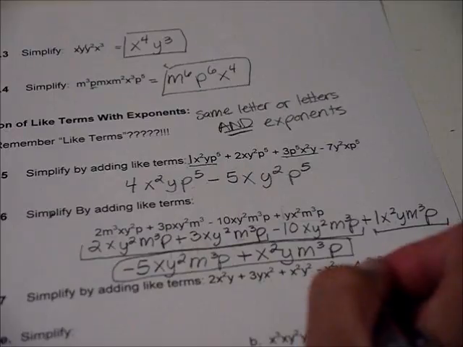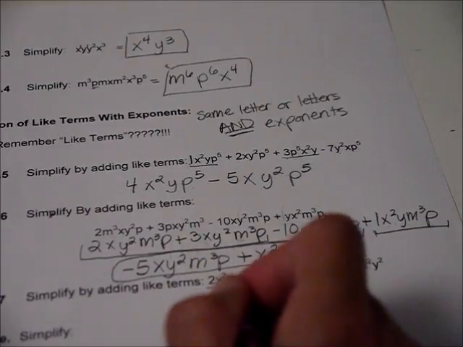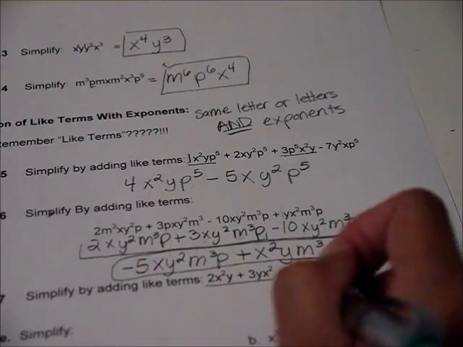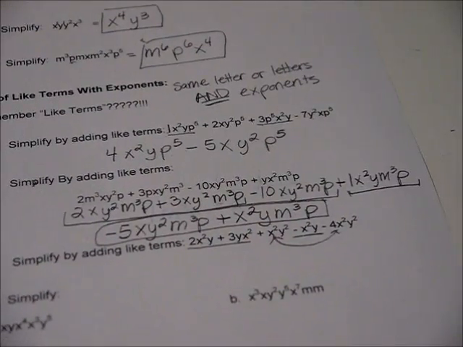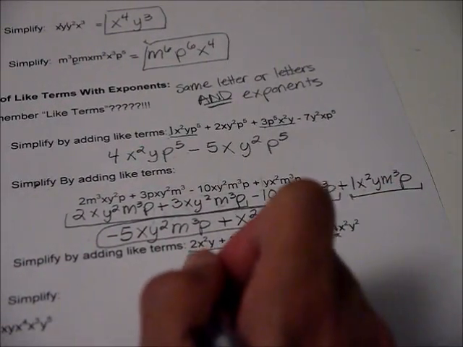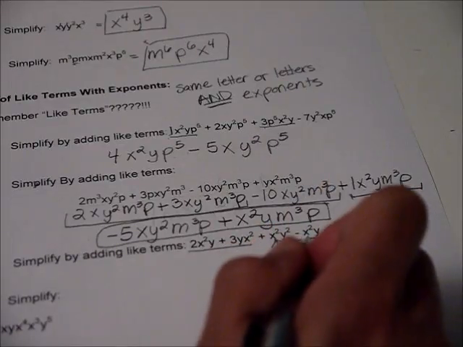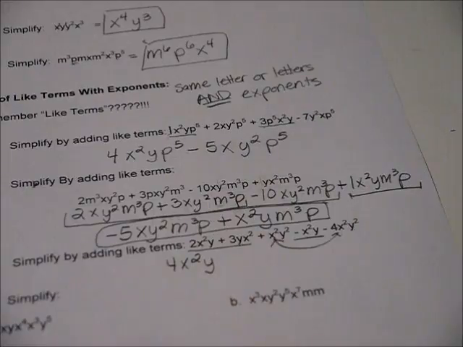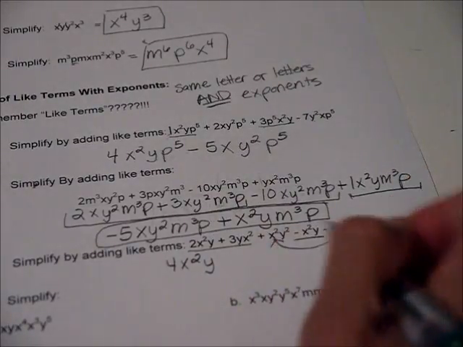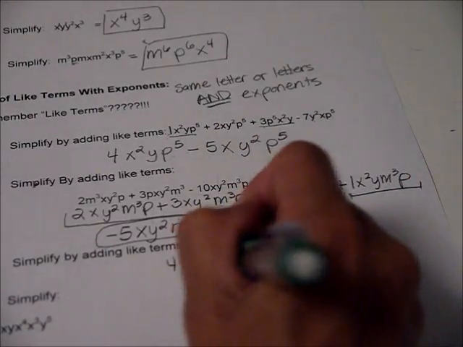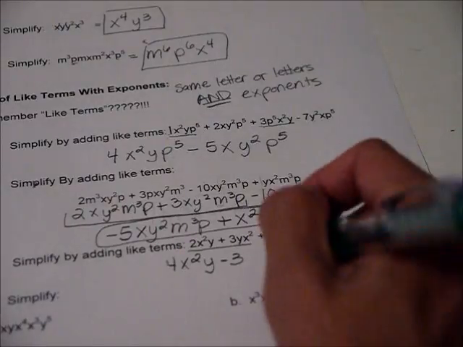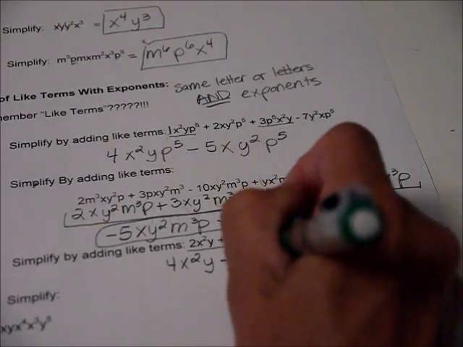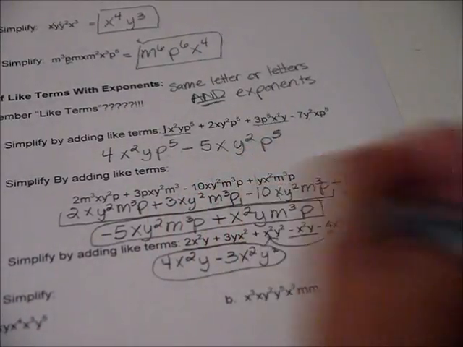So I noticed that this and these three are the same. And these two are like terms. So let's go ahead and combine them. So 2 plus 3 is 5, minus 1 is 4x squared y. And we have a +1 and a -4, which is minus 3x squared y squared. And there's our answer.